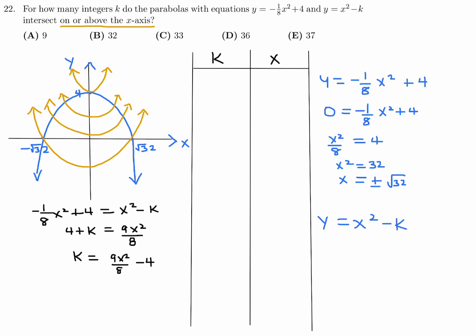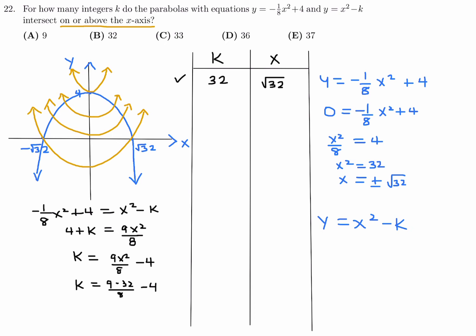So first and foremost, when x is root 32, that's going to allow us to figure out when they intersect right there on the x-axis. That's a pretty straightforward calculation. That's 9 times 32 over 8 minus 4. That looks like 9 times 4, which is 36, minus 4 is 32. So k is 32. All right, so we got 1. Now we have to figure out all the integer values for k. x does not need to be an integer, obviously, right? But k must be an integer according to the conditions in the question.